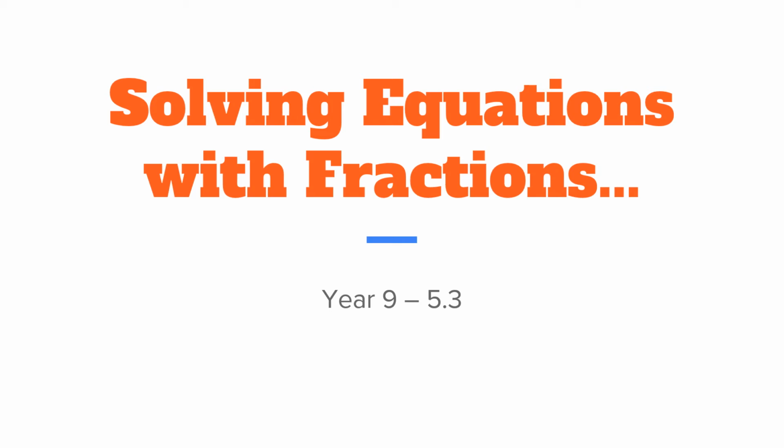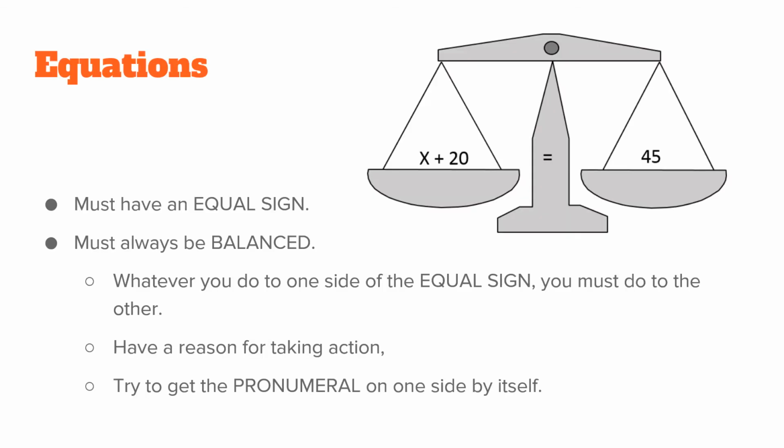Solving equations with fractions. So remembering our rules, we must have an equal sign. The equation must always be balanced. That means whatever you do to one side of the equal sign, you must do to the other side of the equal sign. You must have a reason for taking action. And our goal is to get the pronumeral on one side by itself.